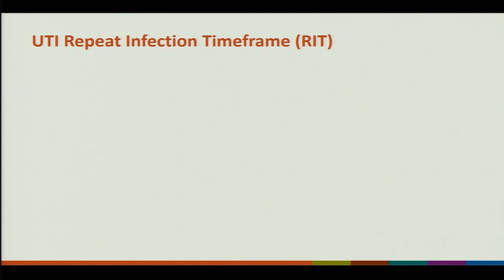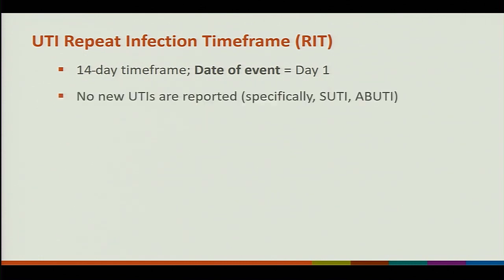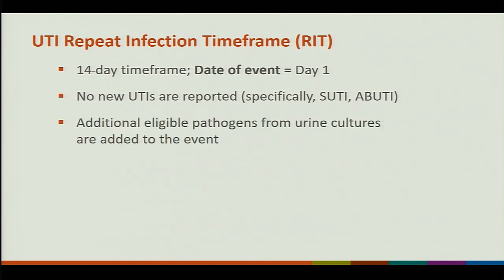The RIT applies to both POA and HAI determinations. The date of the event is day 1 of the 14-day RIT. If criteria for the same type of infection are met and the date of event is within 14 days of the RIT, a new event is not identified or reported.